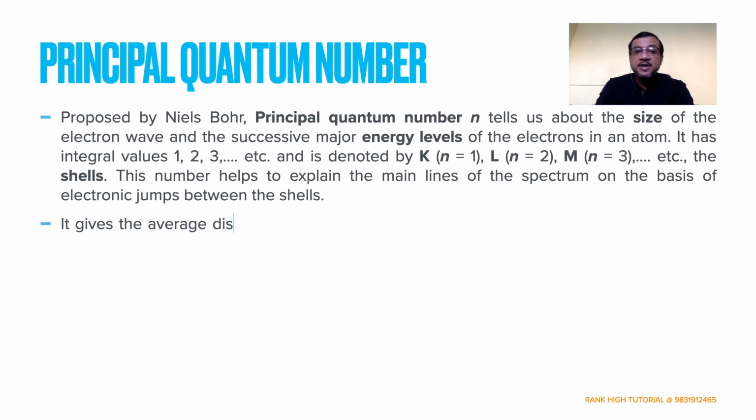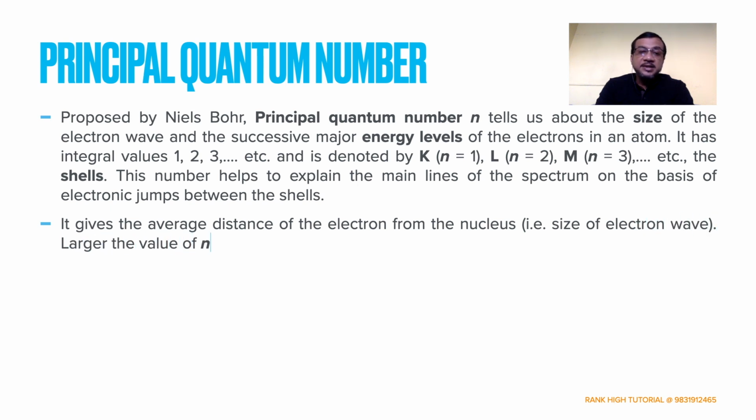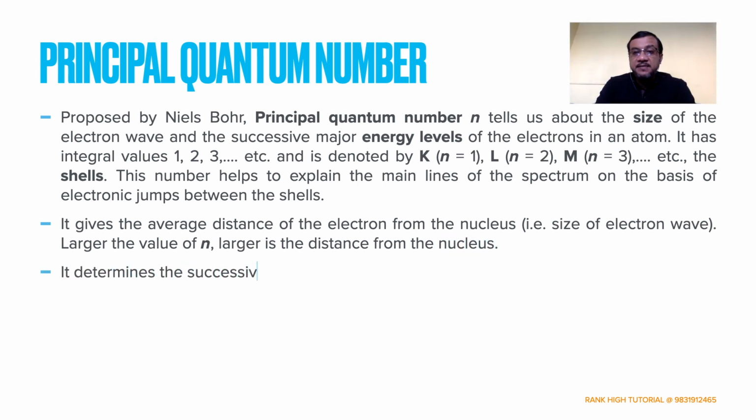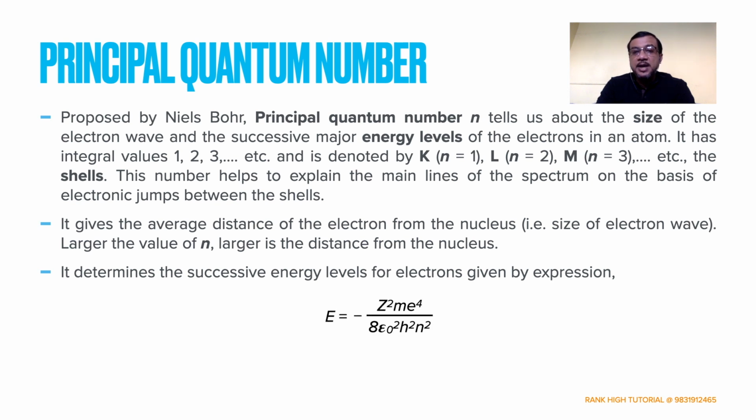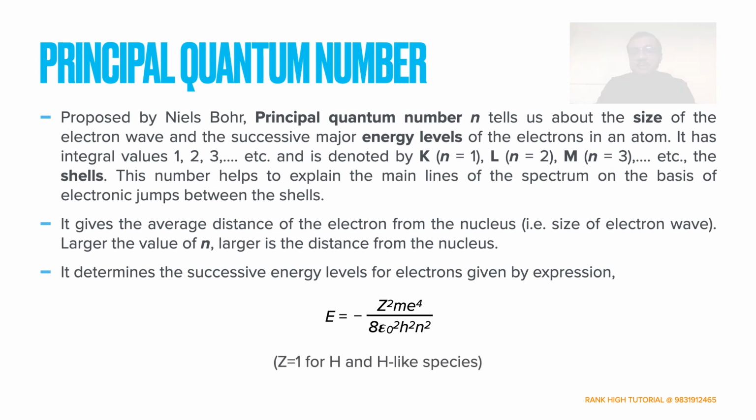It gives the average distance of the electron from the nucleus, that is the size of the electron wave. Larger the value of n, larger is the distance from the nucleus. It also determines the successive energy levels of the electrons given by the expression E equals negative Z square m e to the power 4 divided by 8 epsilon 0 square h square n square, where Z equal to 1 for hydrogen and hydrogen-like species.